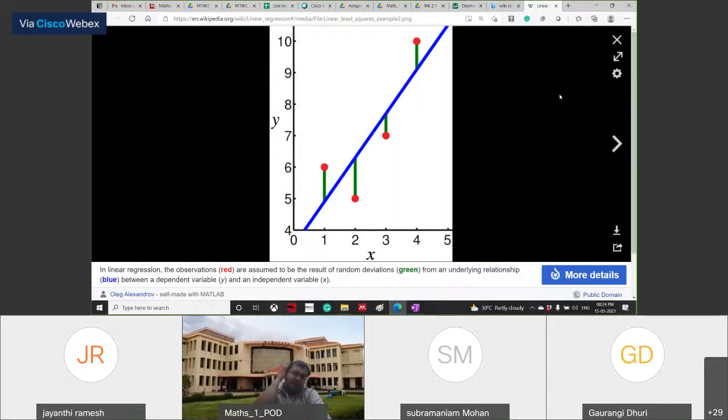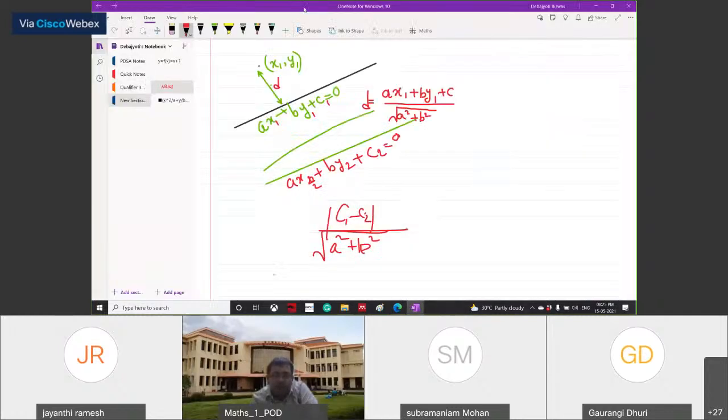See, this is an XY graph. The red dots are actually the data points, the data points that we have obtained experimentally. So in any experiment you do, we will not get the exact straight line.